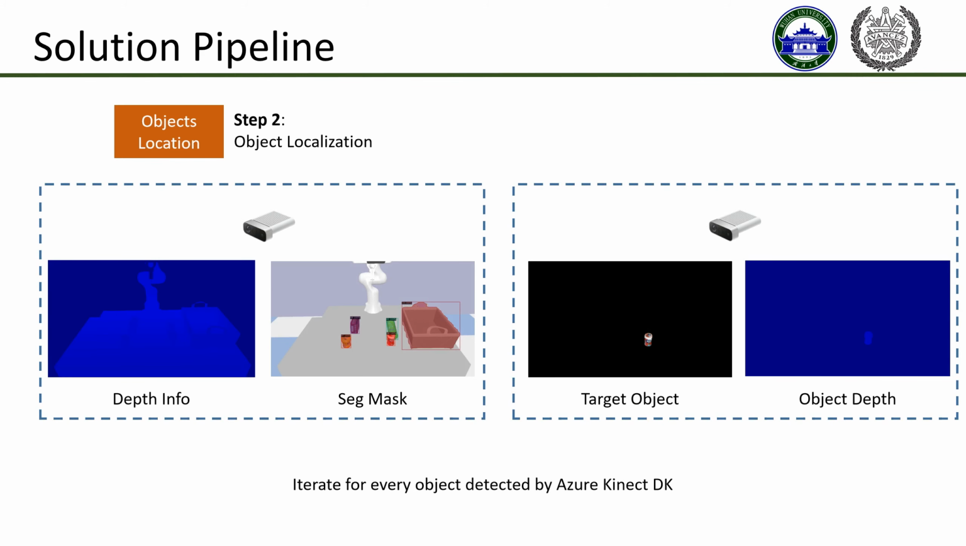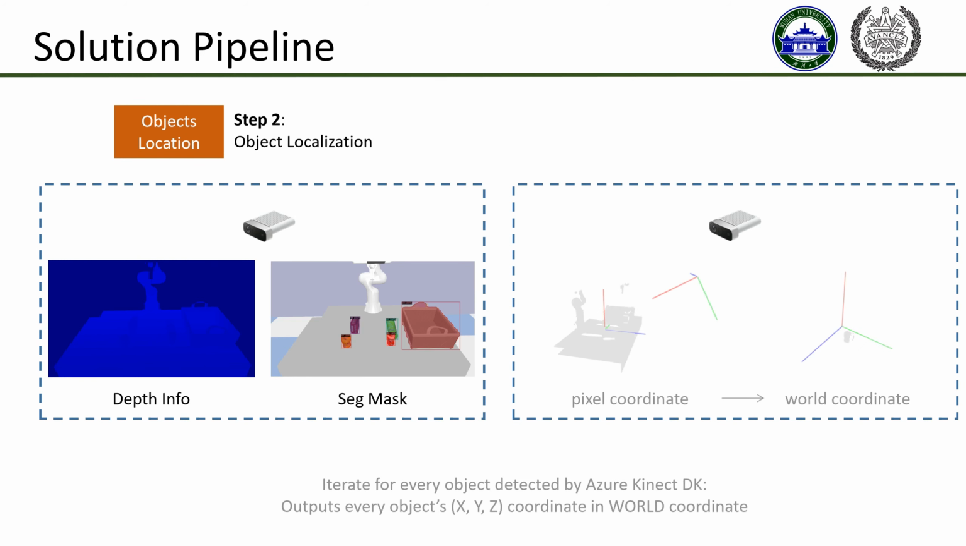Based on the pixel level segmentation mask, we can easily segment each object's depth information provided by the Kinect camera. For each object's depth information, we translate it from pixel coordinates to world coordinates, and use the center of the bounding box to represent its position.